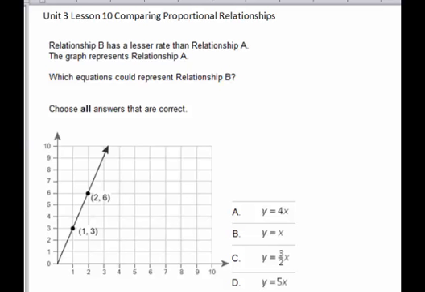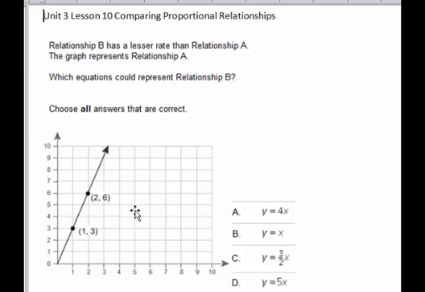Hello, so today we're going to go over Unit 3, Lesson 10, Comparing Proportional Relationships. So the first example here, we have relationship B has a lesser rate than relationship A. The graph represents relationship A and we want to know which equation could represent relationship B. So remember, when they're talking about a relationship having a lesser rate, that means it's going to have a smaller slope than relationship A, so what's shown here.